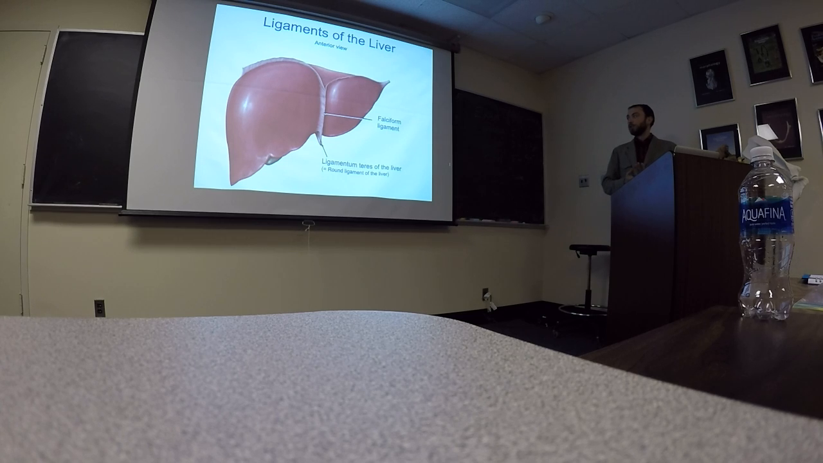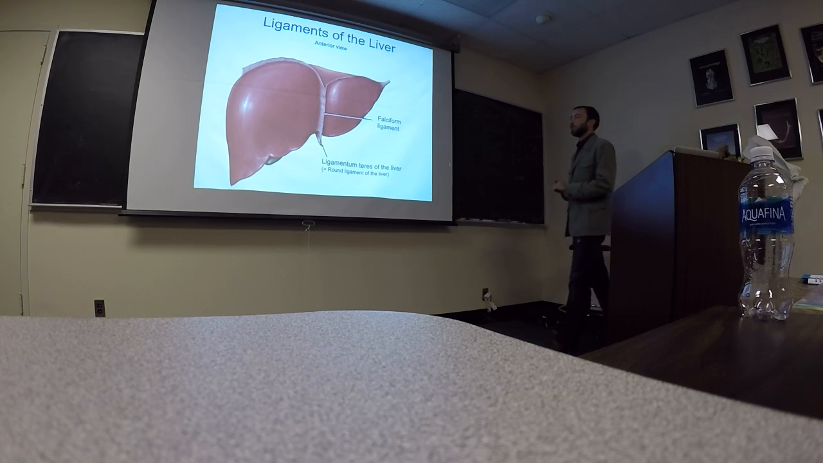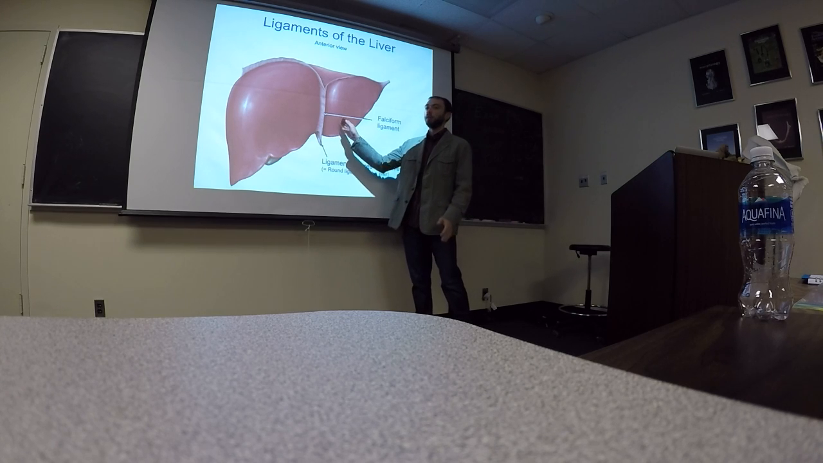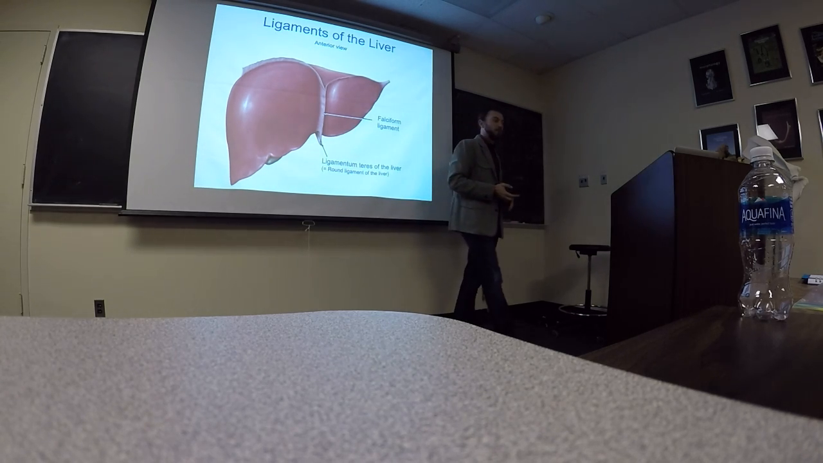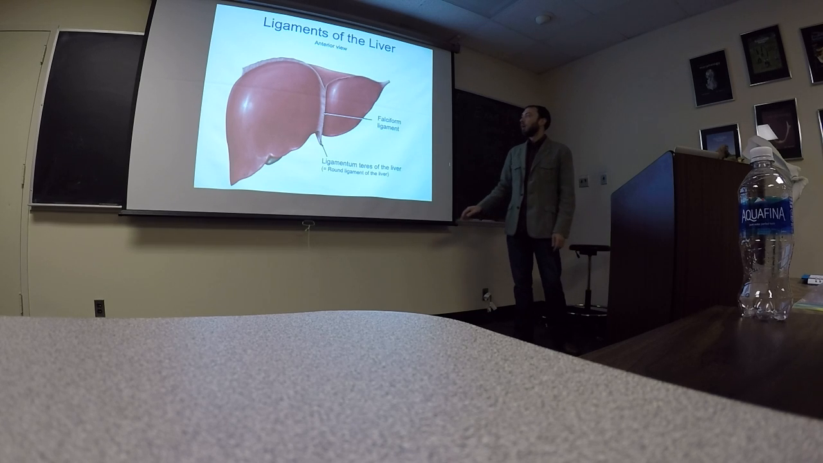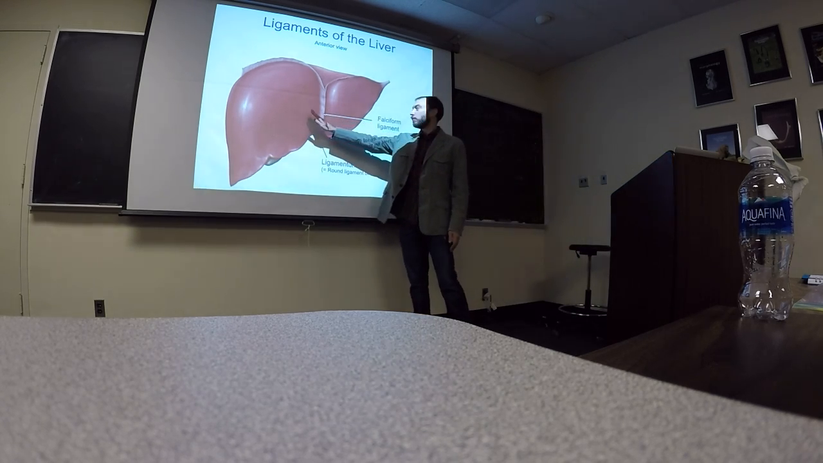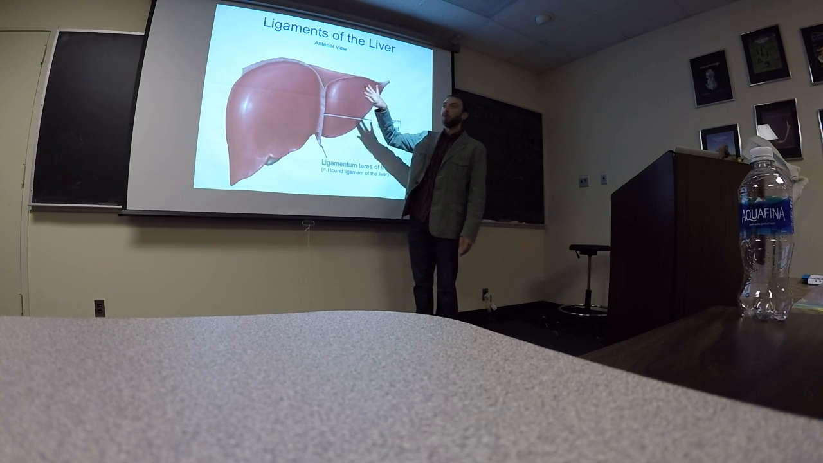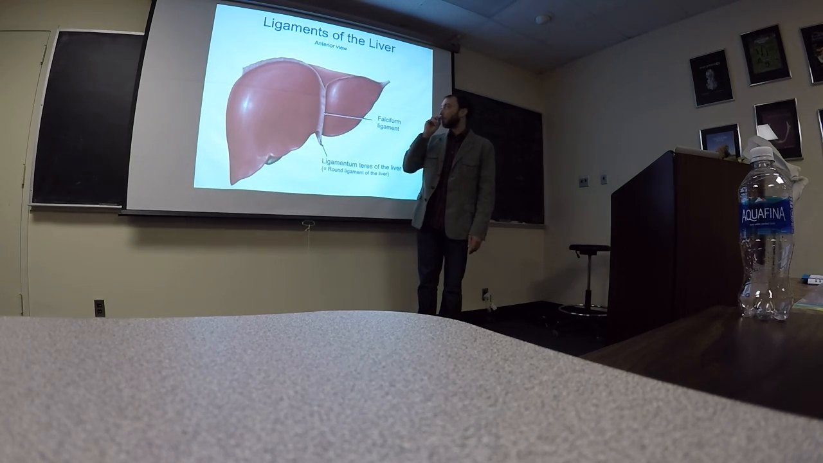All right, more ligaments of the liver. So we already talked about the falciform ligament on the anterior surface. And these ligaments on the liver, like the other ligaments that we've been talking about, are just going to be reflections of peritoneum. So this is going to be a reflection of where we go from visceral peritoneum on the surface of the liver up towards, in this case, the anterior abdominal wall.